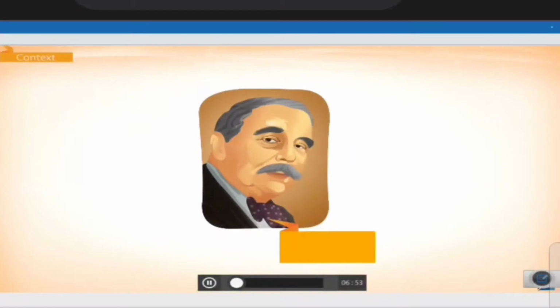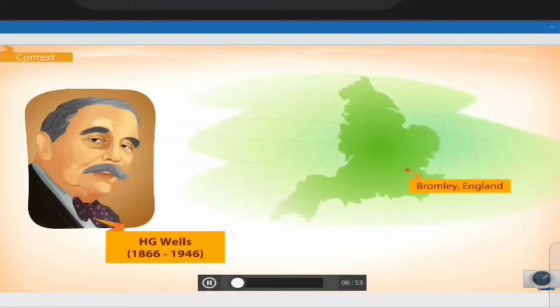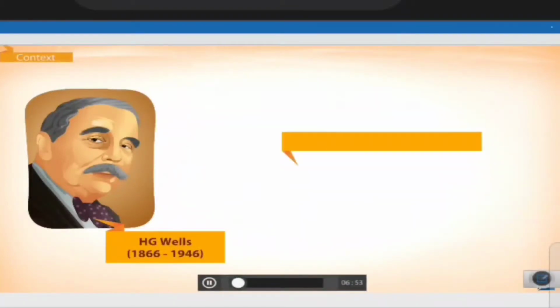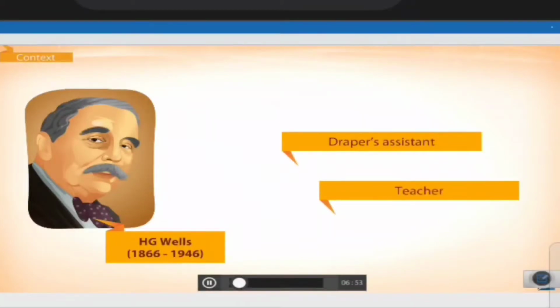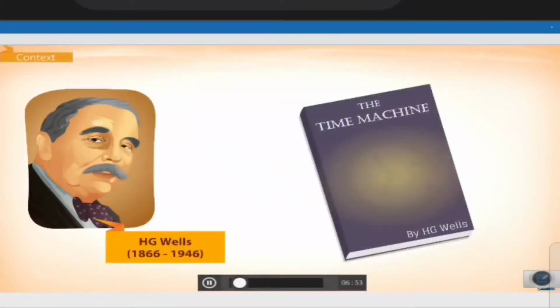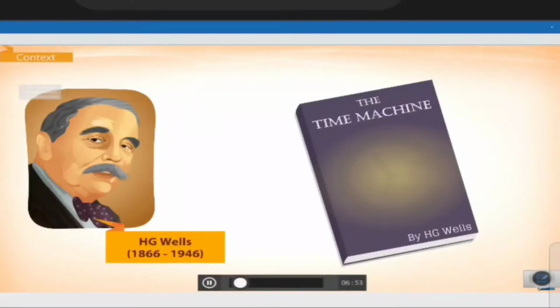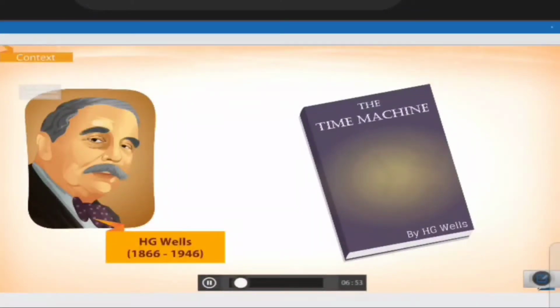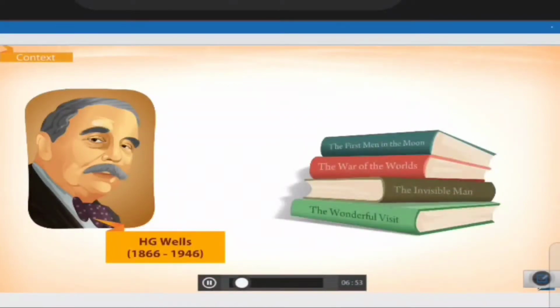H.G. Wells is best known for his science fiction novels. He was born in Bromley, England. As a young boy, he worked as a draper's assistant and a teacher. His now cult classic, The Time Machine, catapulted him to fame. Thereafter, he devoted himself to writing entirely. This was followed by a series of science fiction novels, including The Wonderful Visit, The Invisible Man, The War of the Worlds, The First Men in the Moon, and others.